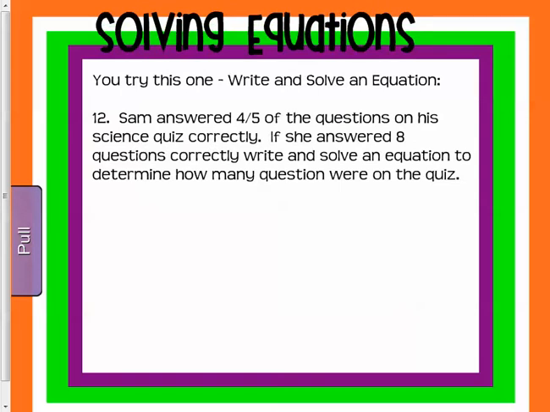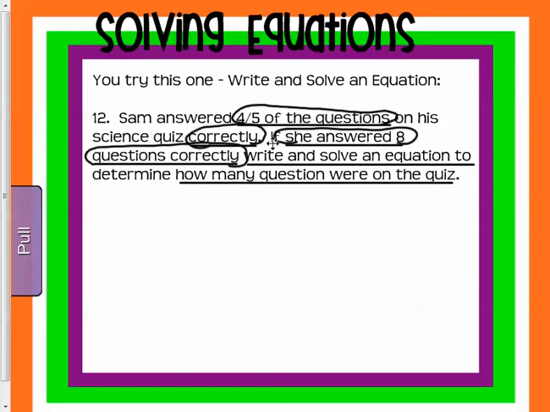Okay, so here's what I underlined and circled. Okay, so Sam scored 4 out of 5 on the test. That means they got 4 questions out of every 5 correct. And she answered 8 questions correct. So this 4 out of 5 equals the 8. And we want to figure out how many questions were on the quiz.